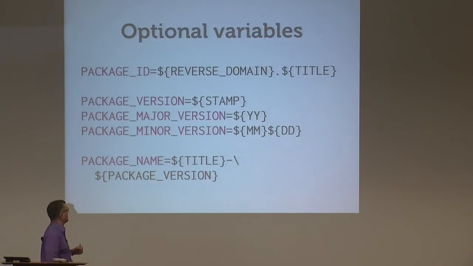So the big one that I tend to override is package version. It starts off as just being a date stamp. That's what the $ stamp is. So it'll come out to be, let's see, today is 2012, what is it, 0504. Oh, it's May the 4th be with you.